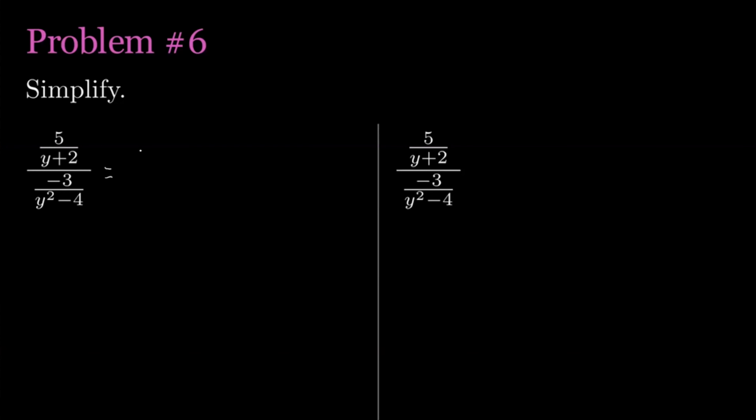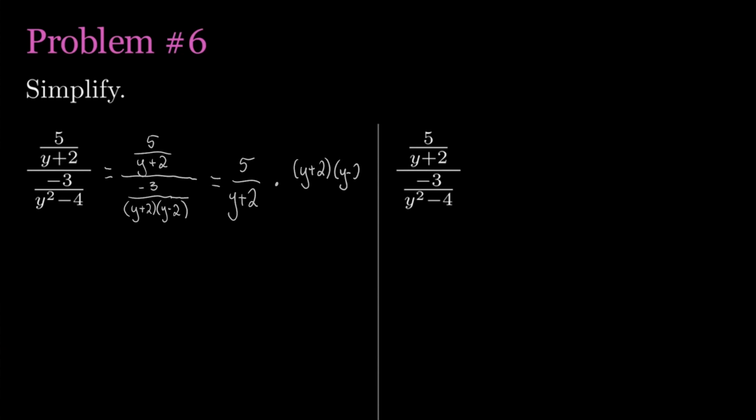It will likely be easier if we first factor all we can, in particular the denominator of the big denominator here, the difference of squares, y squared minus 4, as y plus 2, y minus 2. And now rewrite as multiplication by the reciprocal of the divisor of that denominator of the big complex fraction.